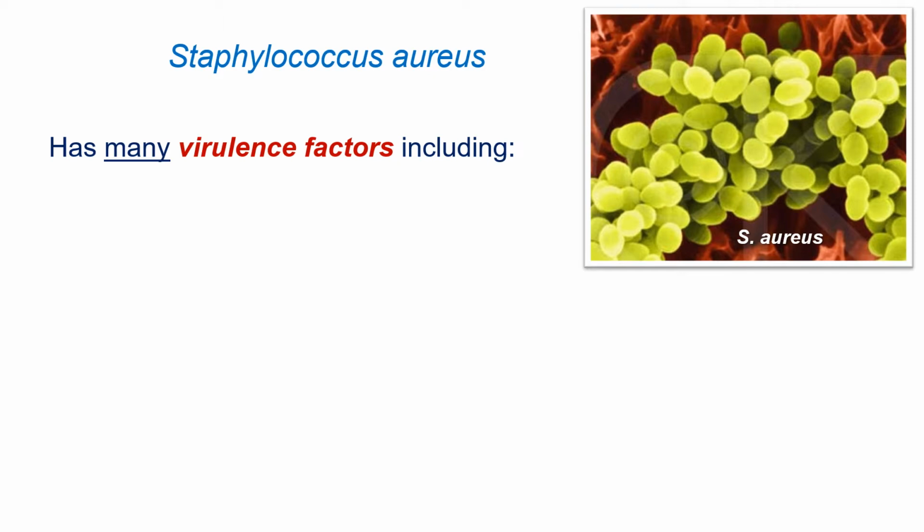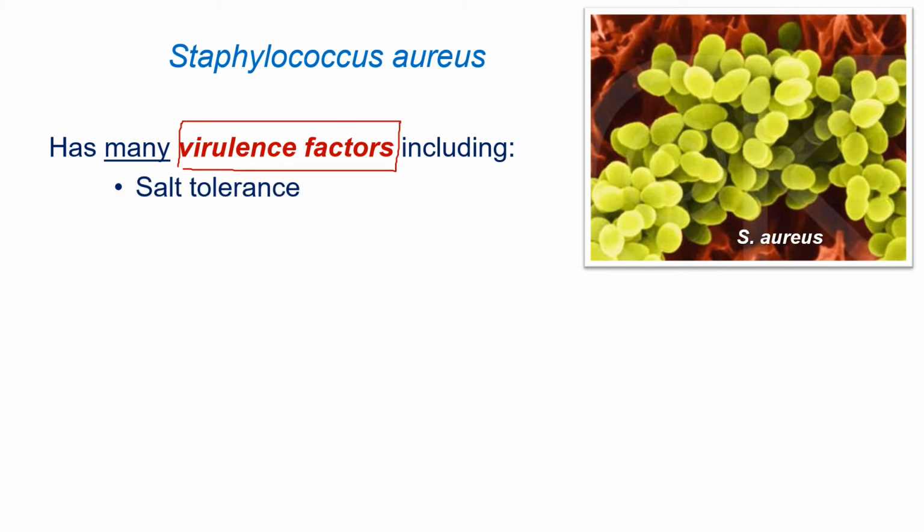Okay, so let's talk about Staphylococcus, our old friend Staphylococcus. So why is it so successful at giving us infections? It has many virulence factors. If you remember what a virulence factor is, this means something that gives it the ability to cause disease. So what kind of things does staph have?